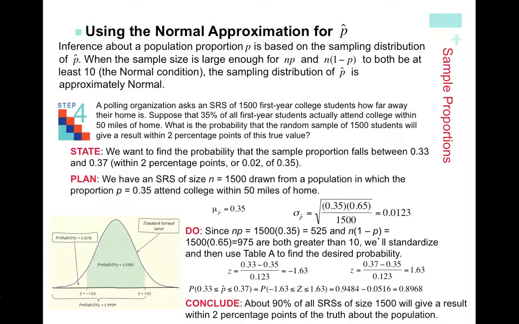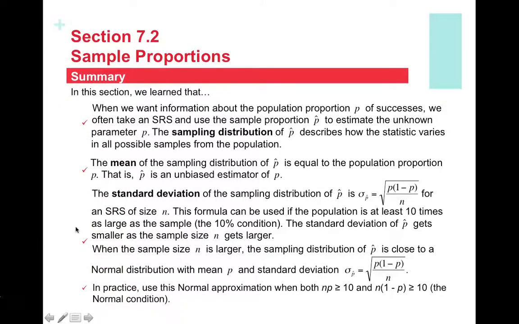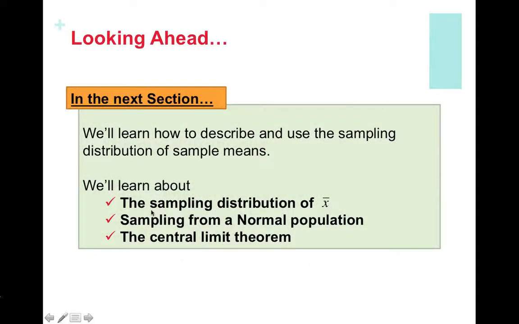So what this means, the fourth step of our four-step process, is that about 90% of every simple random sample that has a sample size of 1,500 will give a result within 2 percentage points of the truth of our population. And that, ladies and gentlemen, takes us to the end of this section. And here is a summary of everything that we just looked at. And in the next section, we will look at the sampling distribution of means.